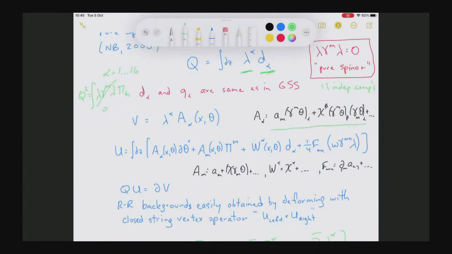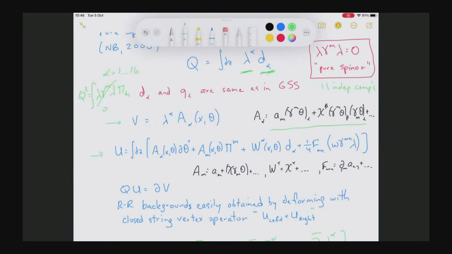So A alpha is a superfield, and you can gauge it to have the form where the lowest component is linear in theta, and that's just the gluon. And the term quadratic in theta is the gluino, and then the higher order terms are just derivatives of those. So this is called the super Yang-Mills spinor potential. And this would be the unintegrated version of the vertex operator, and the integrated version is what I call U.